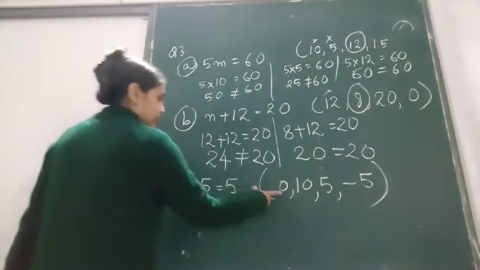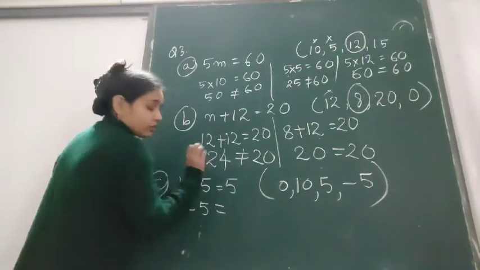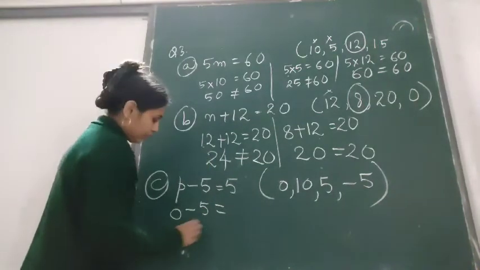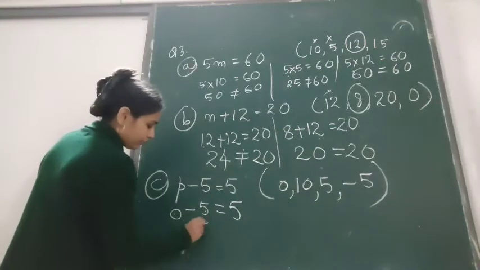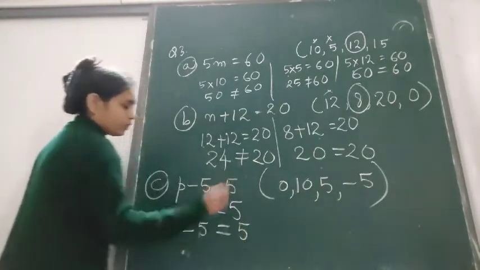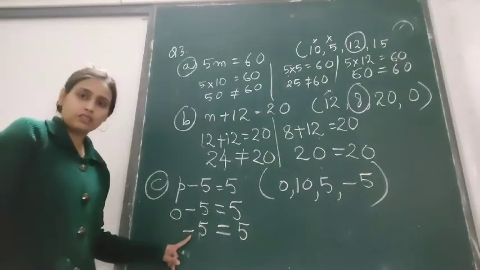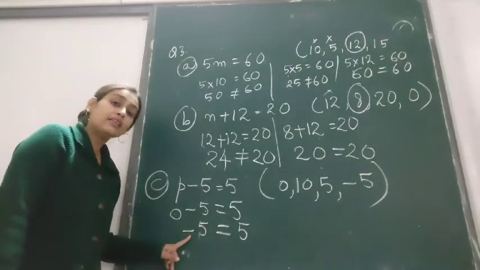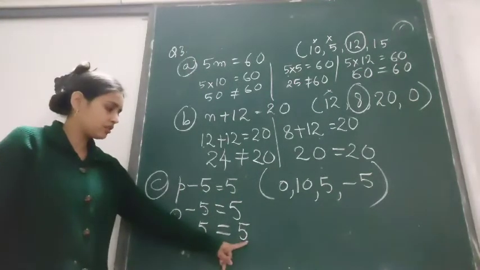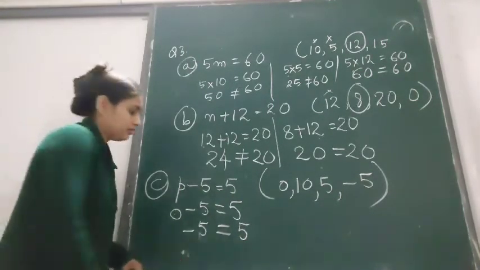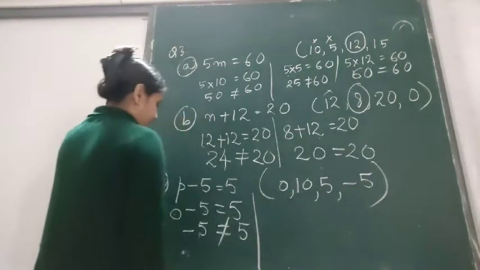So first we put this 0. So 0 minus 5 is equal to 5? 0 minus 5 is the same, minus 5 only. Minus 5, is it equal to 5? 5 is equal to 5, children, but this is not alone 5. This is what? Minus 5. Minus 5 is equal to plus 5? No, it's a positive integer, it is negative. That means it will not satisfy the equation.